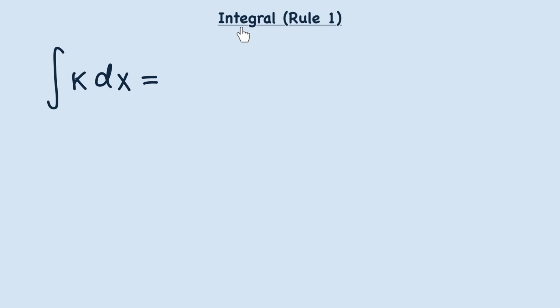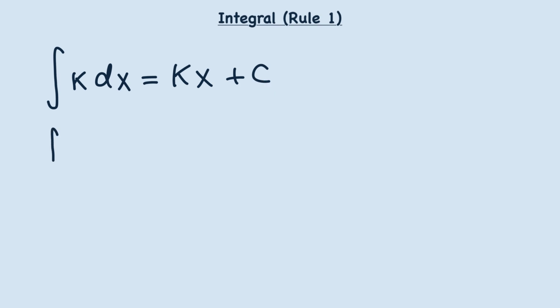In this video, we will talk about the integral. We will start with rule number 1. The rule says if I have integral of a number dx, so the integral for this number will be kx plus c. K is a number, I have to multiply it by x, then add c, which is a constant.